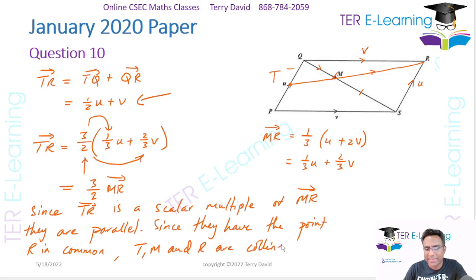So there are certain key things that they look for in their answer. You need to prove that one is a scalar multiple of the next one. When you prove that they are scalar multiples, it means that one is actually parallel to the next. And since you have a point R in common here, those three points are collinear.